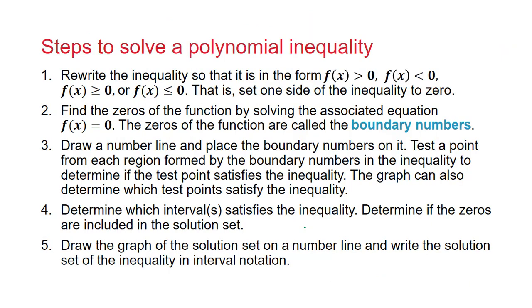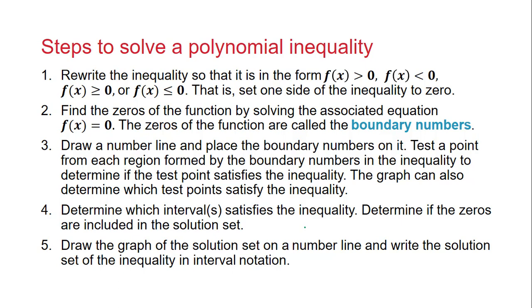And so the graph and the table actually give us a way to solve a polynomial inequality. We first want to rewrite the inequality so that one side of the inequality is 0. Then we will find the zeros of the function by solving the associated equation f of x equals 0. Those zeros are called boundary numbers. Then we're going to draw a number line and place those boundary numbers on it.